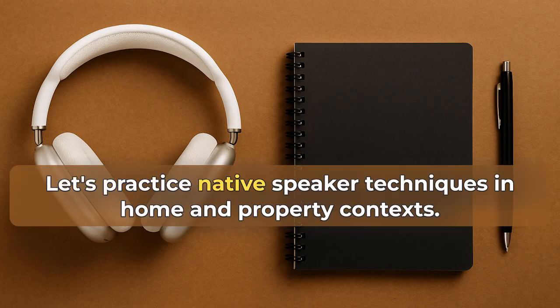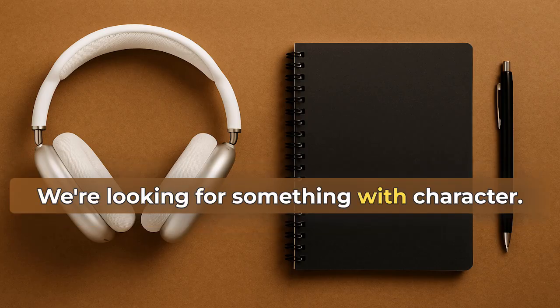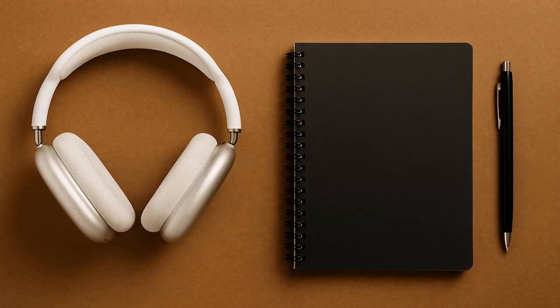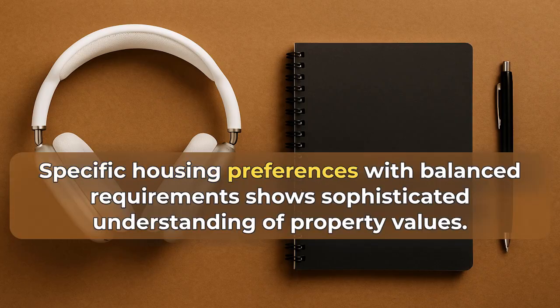Let's practice native speaker techniques in home and property contexts. We're looking for something with character, maybe a place with some history, but updated with modern conveniences. Specific housing preferences with balanced requirements. Shows sophisticated understanding of property values.